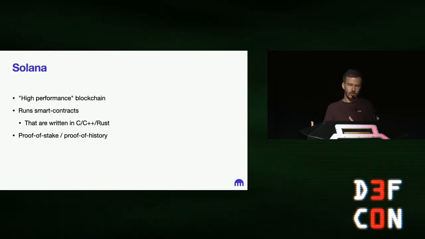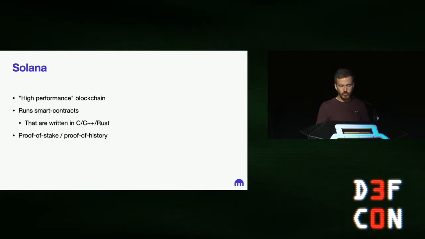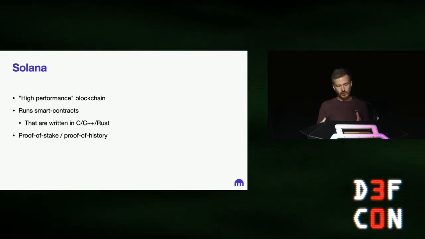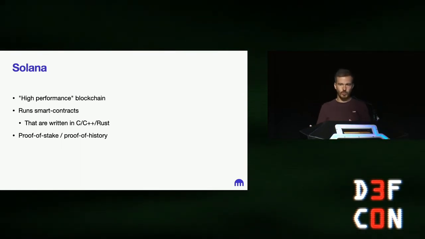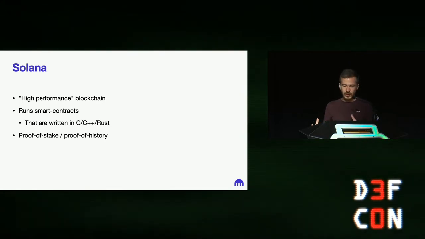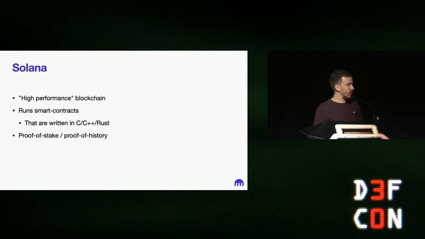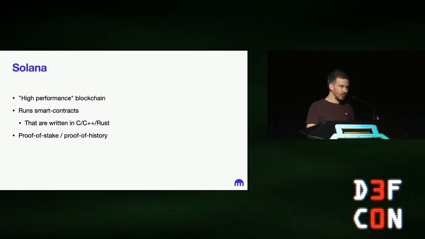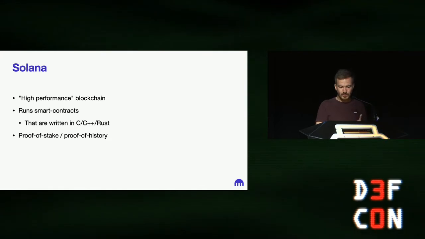Now, on top of Solana, you can run smart contracts. If you've worked with, let's say, Ethereum before, you probably know that normally those contracts are written in domain-specific languages. For example, on Ethereum, it would be Solidity. But on Solana, instead, you can write your contracts in C, C++, and Rust, which is pretty cool, and it's pretty cool how they implemented it. We are going to take quite a deep look at that.